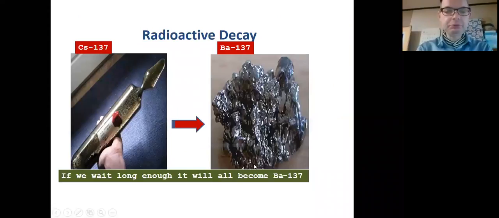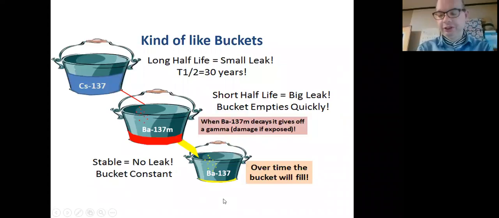And it really is like alchemy, as I said before in the previous lecture. Cesium-137 decays to barium-137, which is a completely different metal. So if we wait long enough, then most of the cesium-137 will actually decay to barium, a completely different metal with completely different chemical properties.